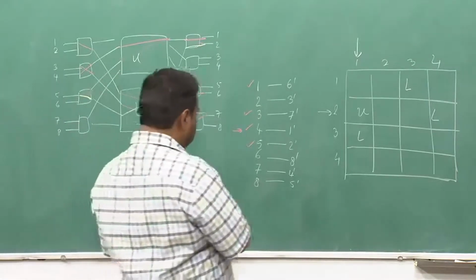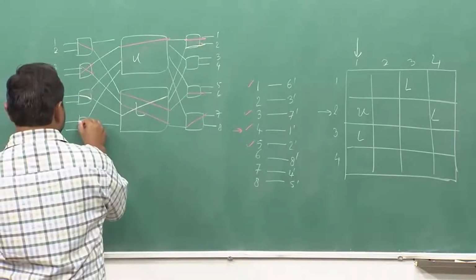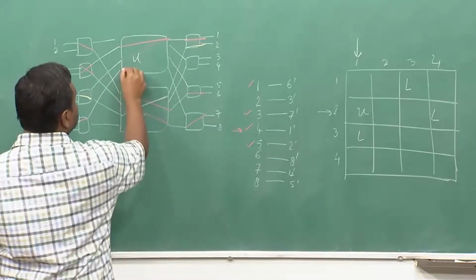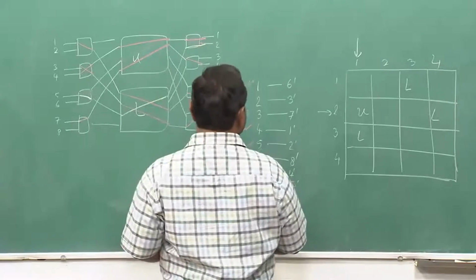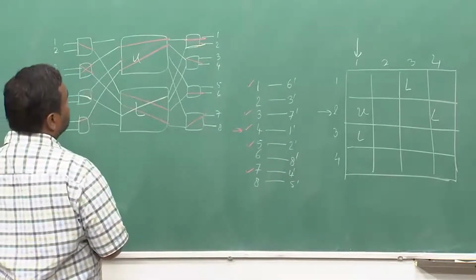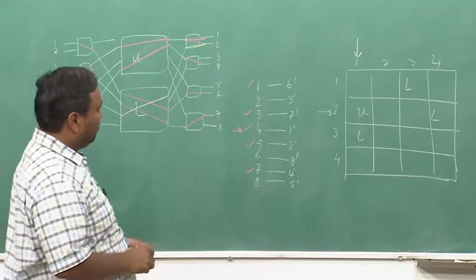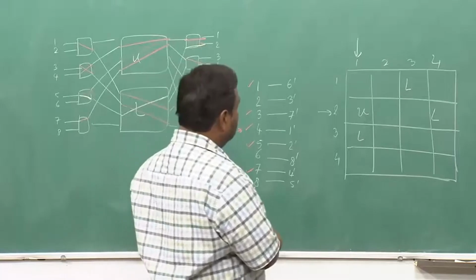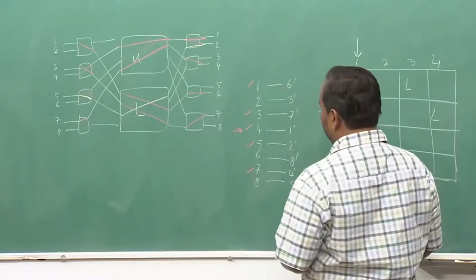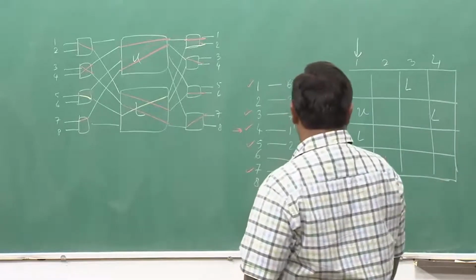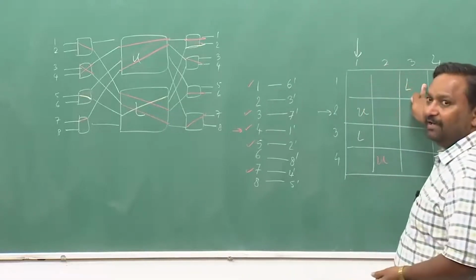Then I can try 7 to 4. Then 2 to 3, let me do. I cannot do 2 to 3, again there is a blocking. So I have done 7 to 4, it is here, 7 to 4 has been done through upper, and then I am doing 2 to 3. So 2 to 3 is this column. This is U, this is L, again nothing can be done, I have to replace something.